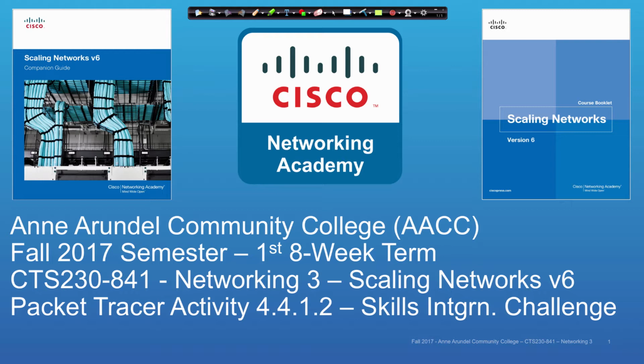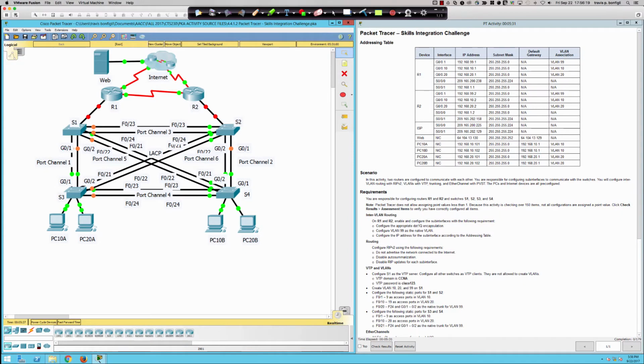This evening's video tutorial and solution set is going to be on the big activity from Chapter 4, and that is the Skills Integration Challenge Packet Tracer Activity 4.4.1.2. This is going to require us to pull all of our VTP, in other words, VLAN Trunking Protocol, all of our DTP, the Dynamic Trunking Protocol, EtherChannel, and other skills that we have acquired into a single comprehensive activity. So let's go ahead and pull it up.